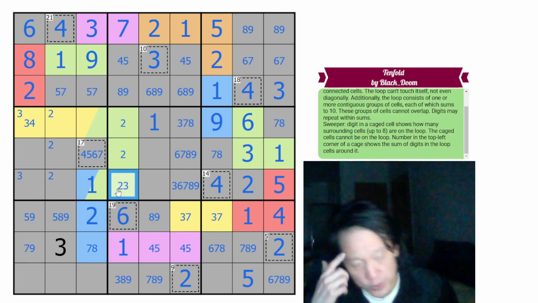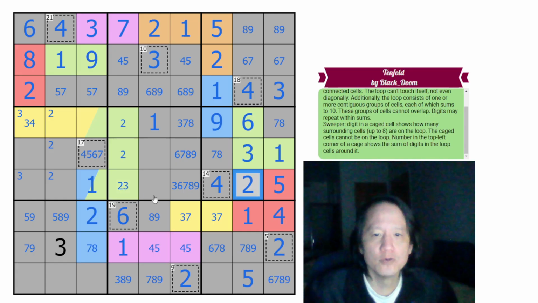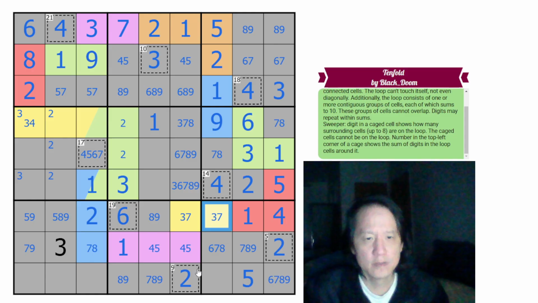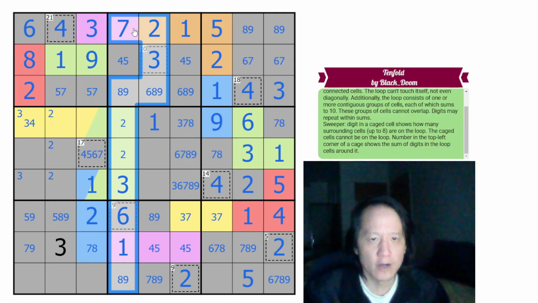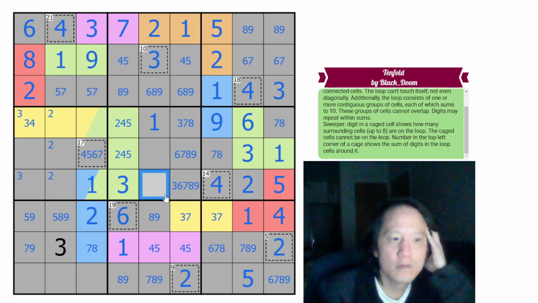This could be 2 or 3. It can't be 2 because this is a 2. Therefore, this must be a 3, which means this can't be a 3. We have an 8, 9, 8, 9 pair in column 4, so the rest of the column cannot contain 8 or 9. So it must be a 4 or 5 with the 2. Okay.